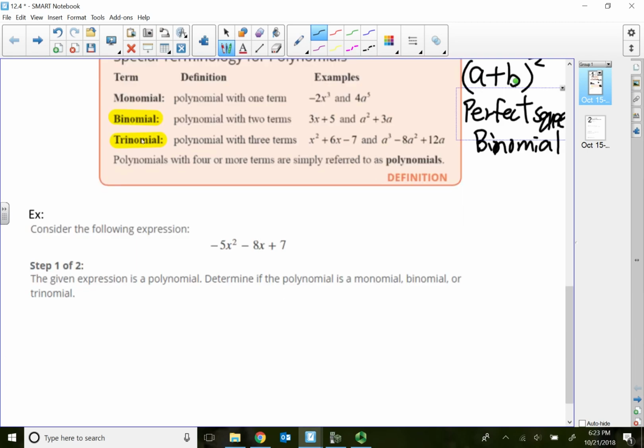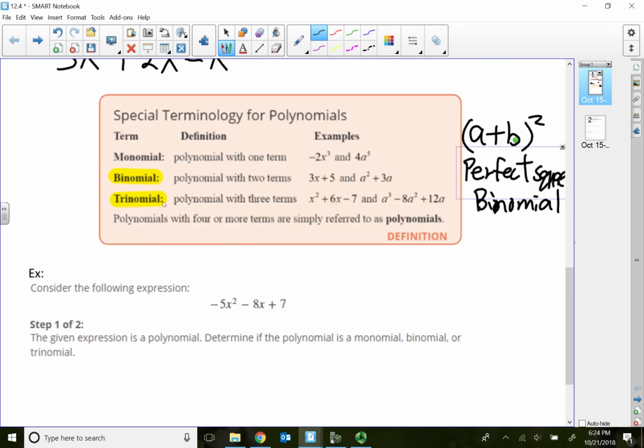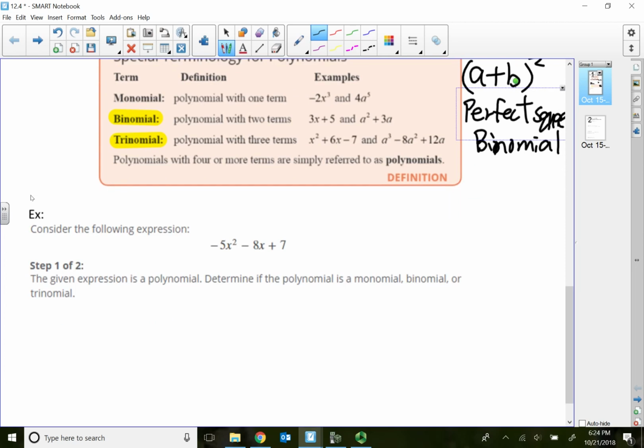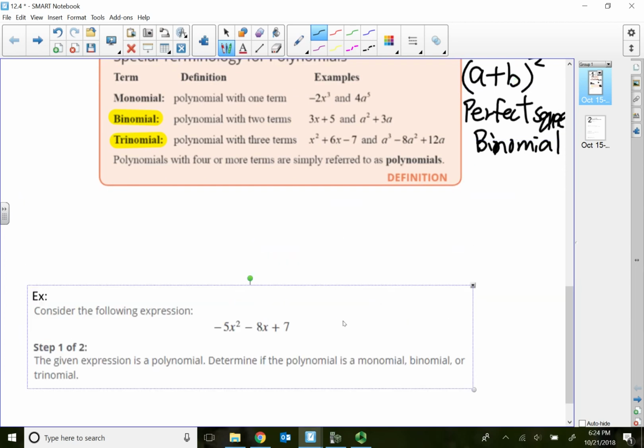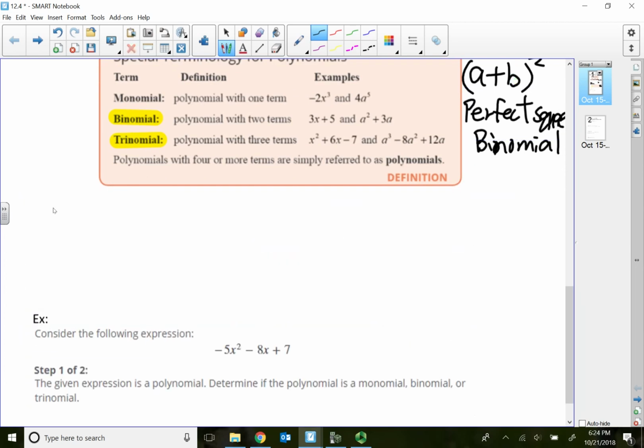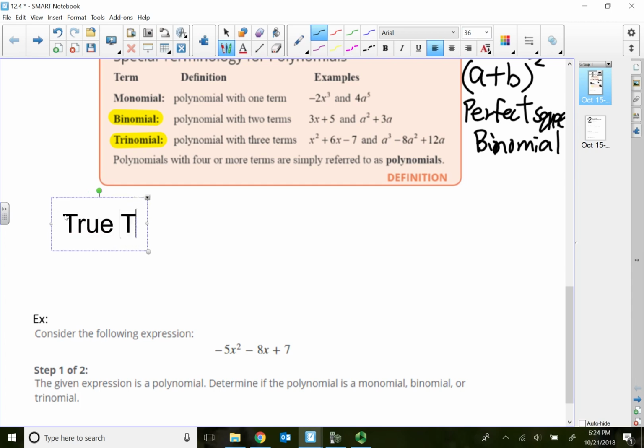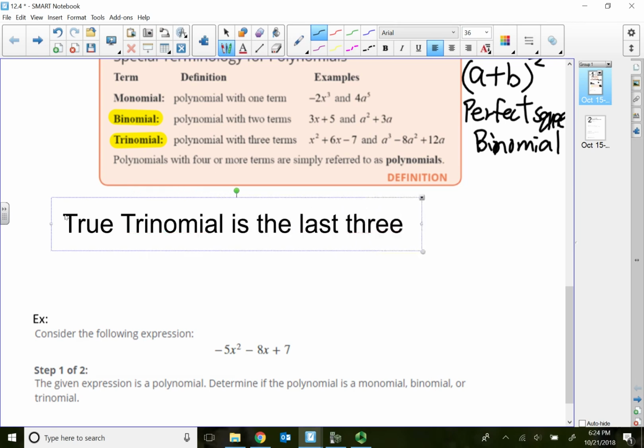When I say the word trinomial, I'm describing a very, very specific type of polynomial to be called a trinomial. So I like to call it a true trinomial, which I made up, of course. A true trinomial is basically the last 3 terms of a polynomial.